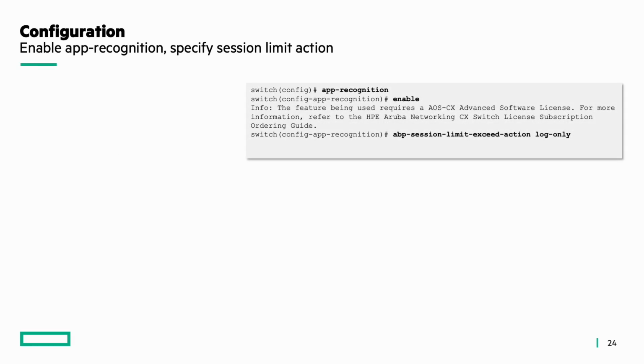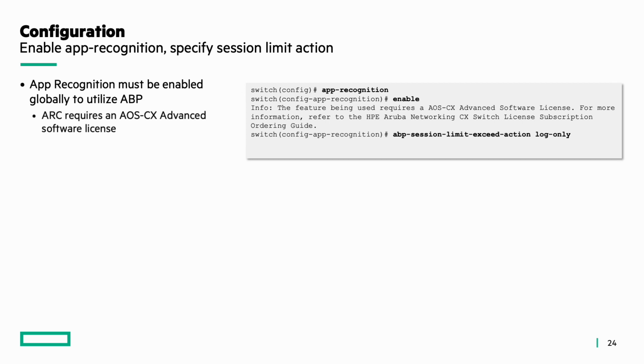So now that we know how app-based policy works, here's how to actually deploy it on switches in your environment. The first step is to enable app recognition globally, which is a prerequisite for app-based policy to function. Please note that app recognition does require an AOS-CX Advanced Software license.